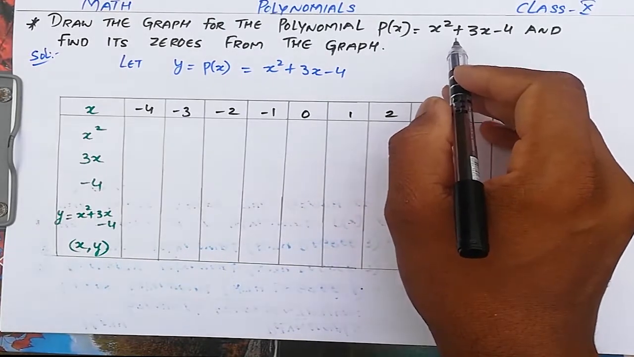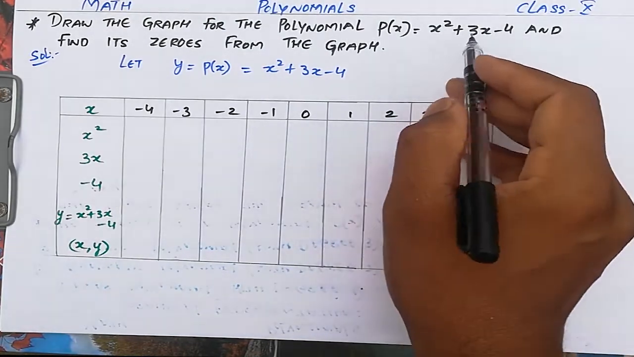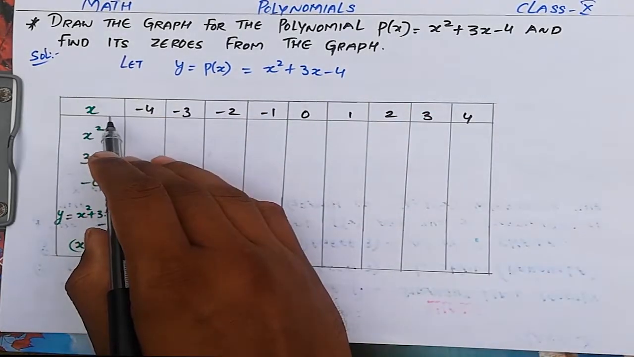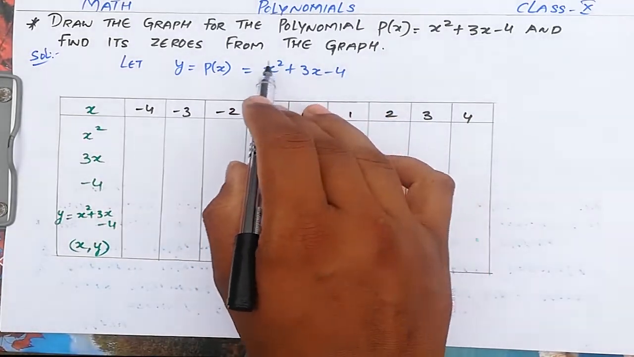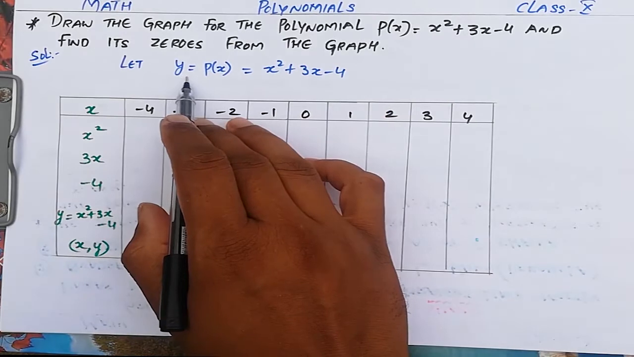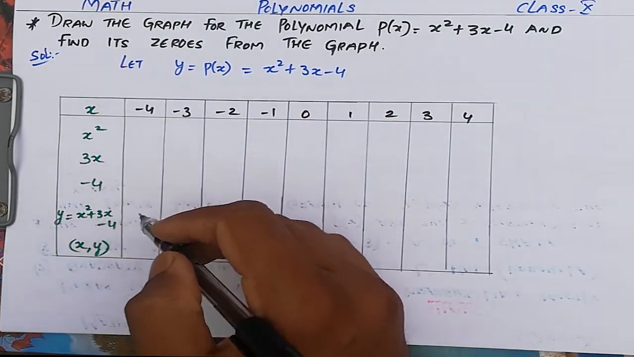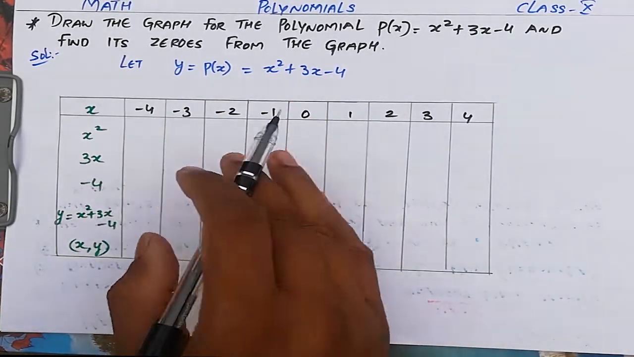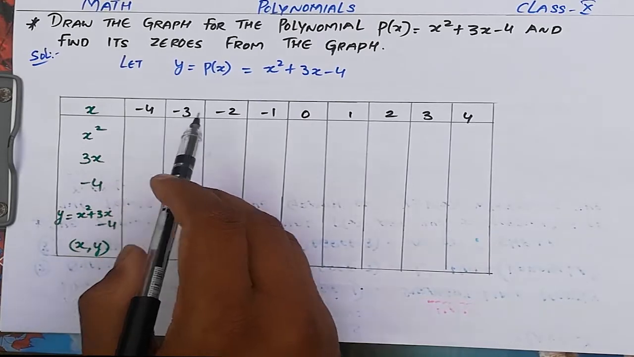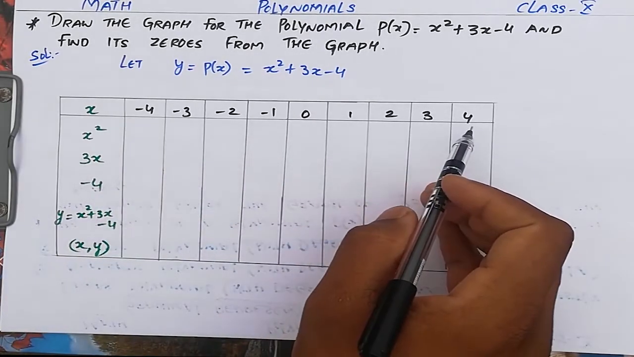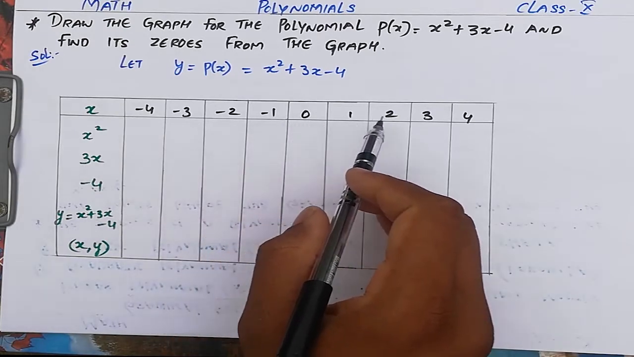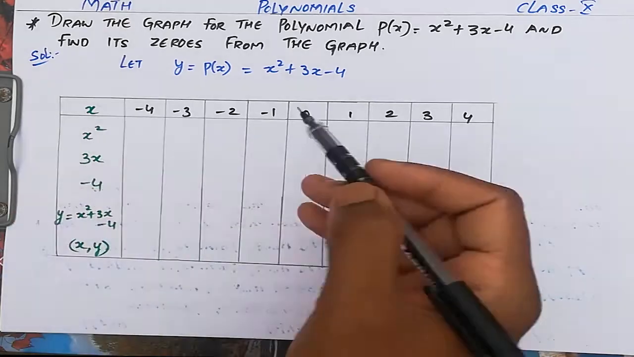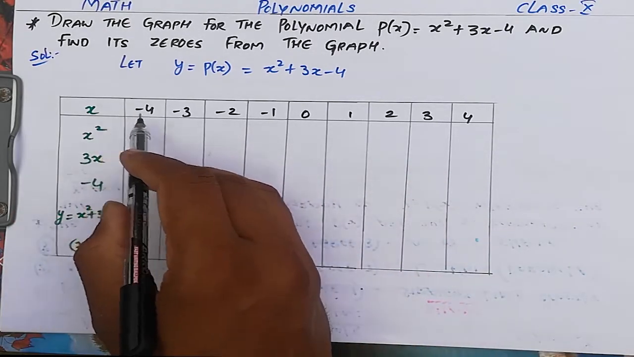So p of x equal to x square plus 3x minus 4 is the given polynomial. We take this as y. So y equal to p of x equal to x square plus 3x minus 4. We'll take the x coordinates, then after adding all these values x square, 3x and minus 4, we get the y value. So we get the x coordinate and y coordinate in that way. I'm taking integers, positive and negative both, including 0, in equal values. So minus 4 to plus 4 I'm taking: minus 4, minus 3, minus 2, minus 1, 0, 1, 2, 3, 4. You may take more than 4, not a problem, up to 5 or 7 you may take, not an issue. So these are the x values I'm taking.